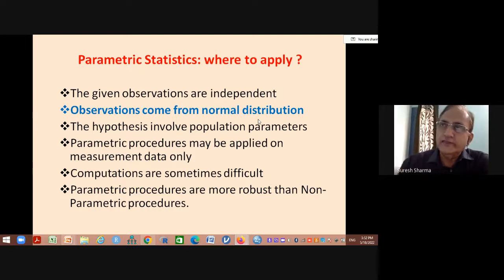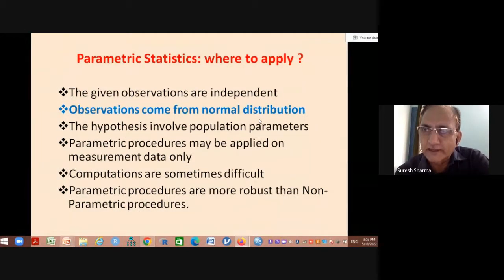Now, how to check whether your data is coming from a normal or not? Just wait. I will tell you the methods. There is histogram, there is a box plot, there is a quantile plot. Then there are two exact methods like Kolmogorov-Smirnov test. Then exact method like Shapiro-Wilk test. We will discuss all this. So whether your data is coming from a normal distribution or not.